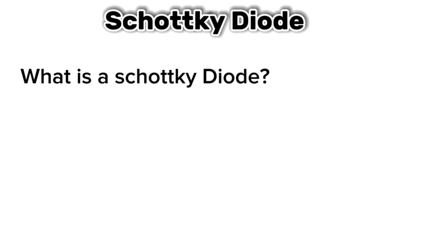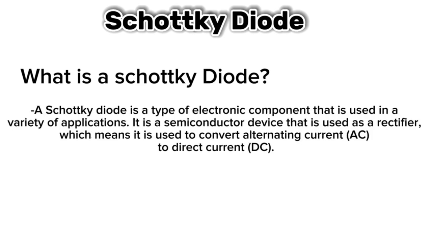Schottky Diode. What is a Schottky Diode? A Schottky Diode is a type of electronic component that is used in a variety of applications. It is a semiconductor device that is used as a rectifier, which means it is used to convert alternating current AC to direct current DC.